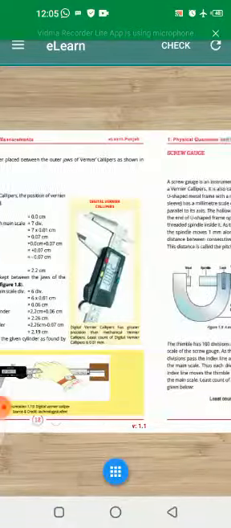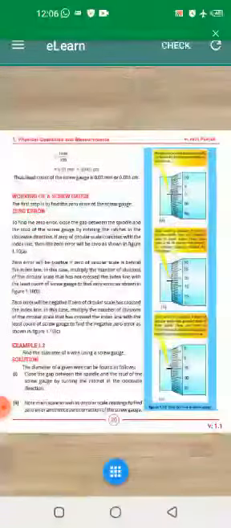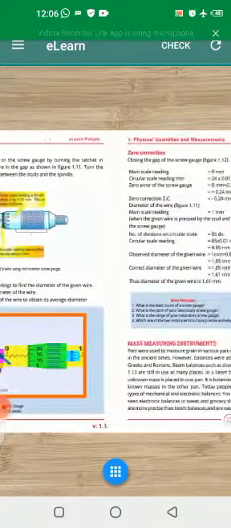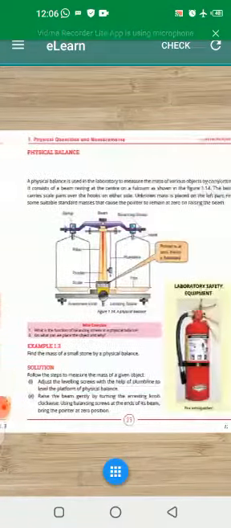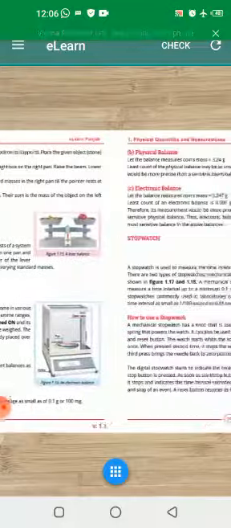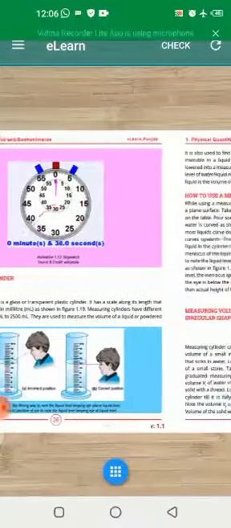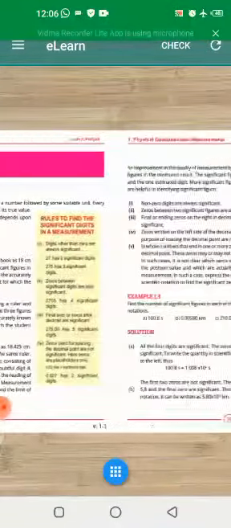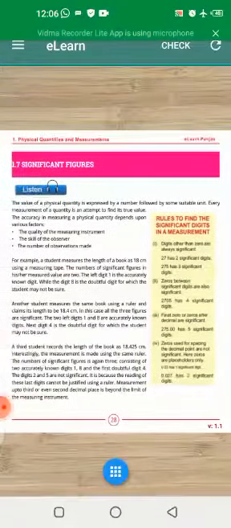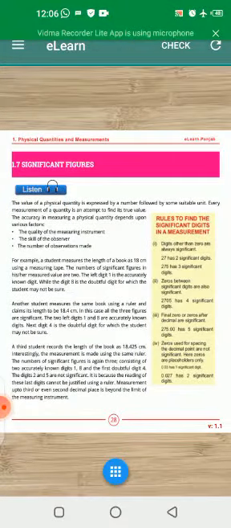So there are many instruments, but we will not discuss them today because these are not included in our smart syllabus. So our last topic is significant figures. What are significant figures? Before doing this, we will discuss some factors which affect the measurements.